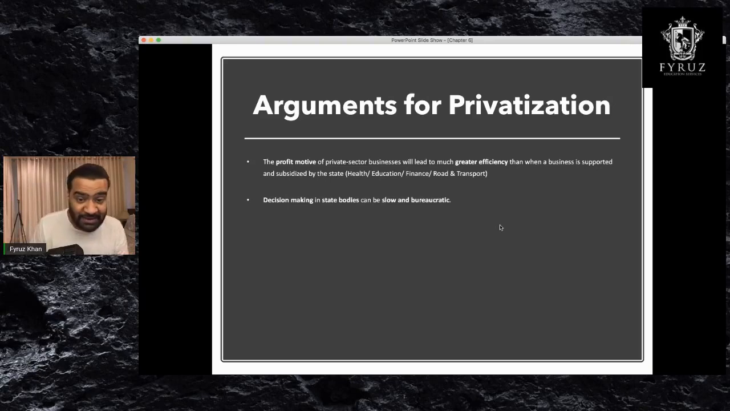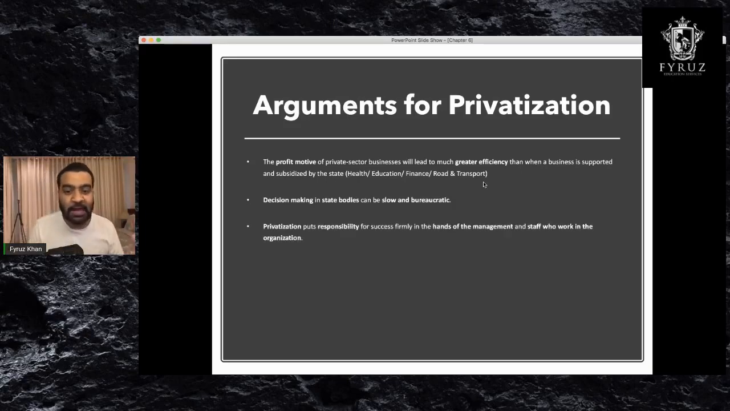And therefore, the decisions that are made by government bodies are slow, and we're not blaming the government, any government. It's slow because they have so much pressure, they have so many things to do. They have the health sector, they have education sector, they have finance, road and transport. So they have already a lot on the plate. So that may be a big problem.